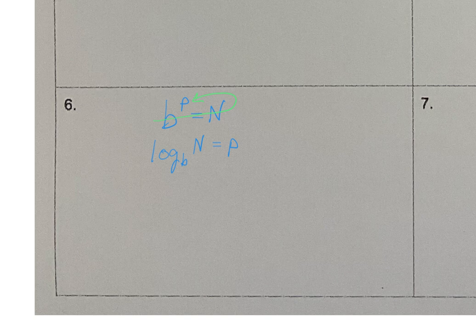So if we had this exponential form and we wanted to make it logarithmic, draw a circle through your bigs and point to your little, and our logarithmic form would be log base 8 of 1 is equal to 0.